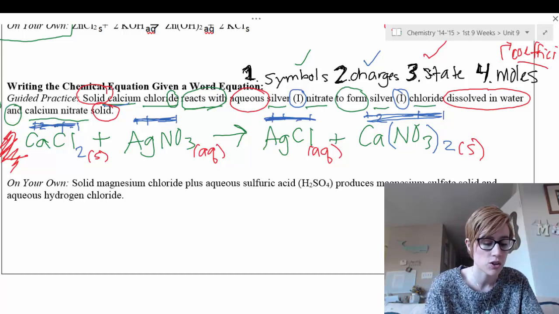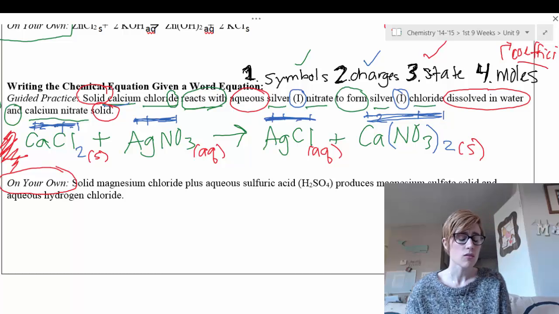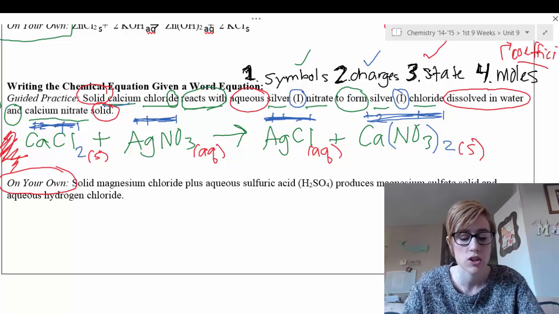Okay, so you have an on your own problem. Go ahead and write the chemical equation for this word equation on your own.